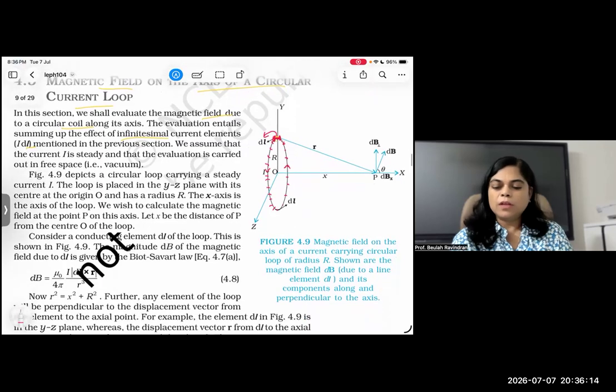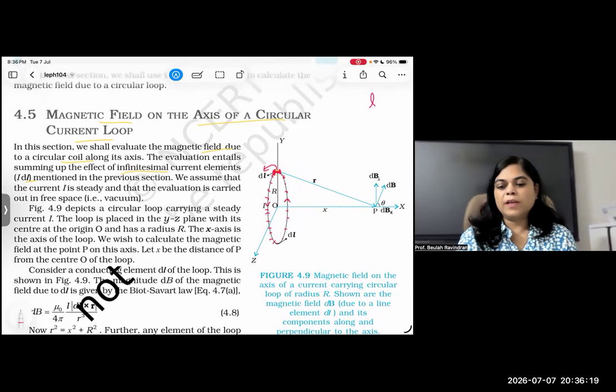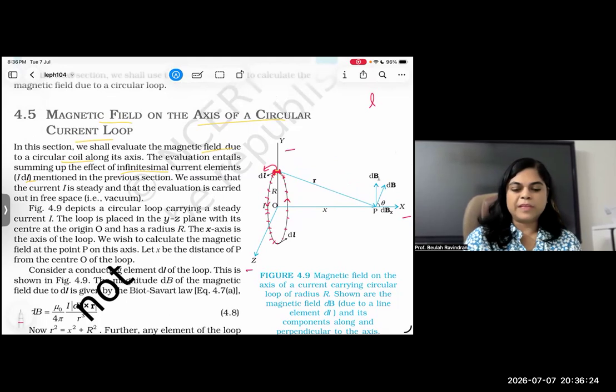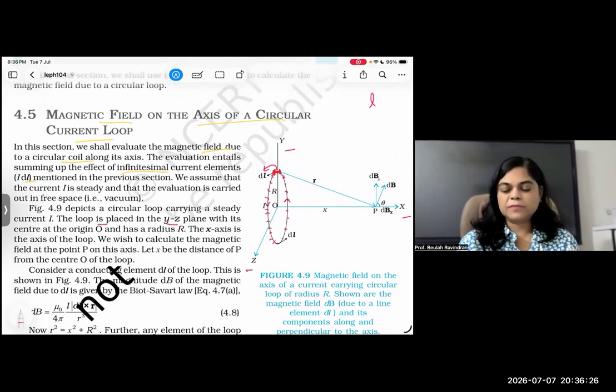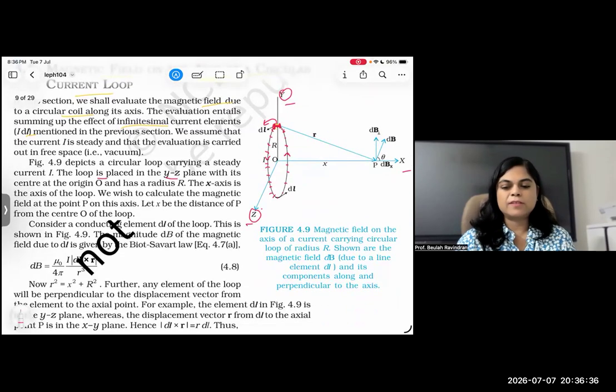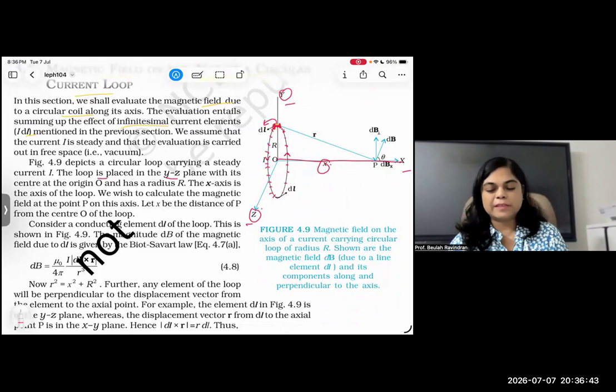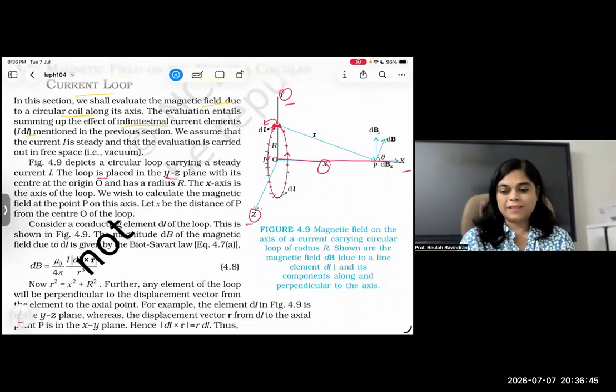Okay, so this is an axis. It has y and z axes. The current loop is taken in, the loop is placed in the yz plane like this, with its center at the origin and has radius r. The x-axis is the axis of the loop. This x-axis is the axis of the loop. Okay, like this you have taken. And we wish to calculate the magnetic field at the point P on the axis. Let x be the coordinate distance of P from the center O of the loop.